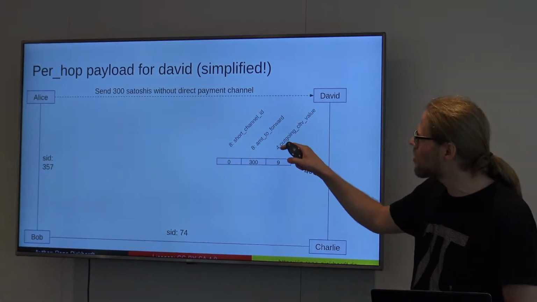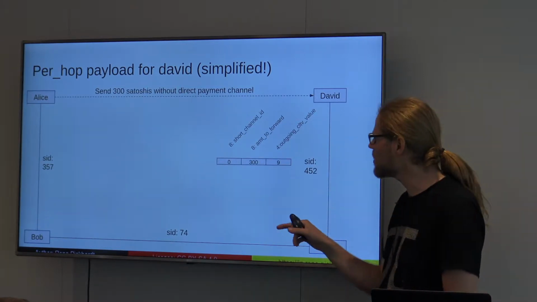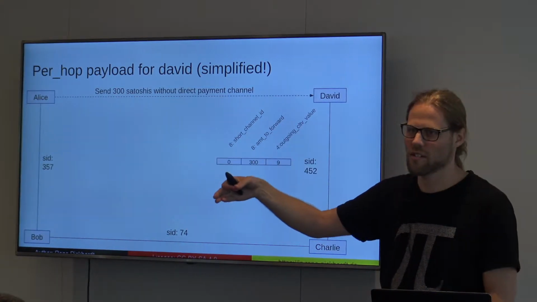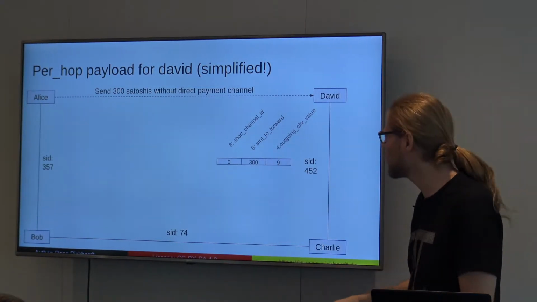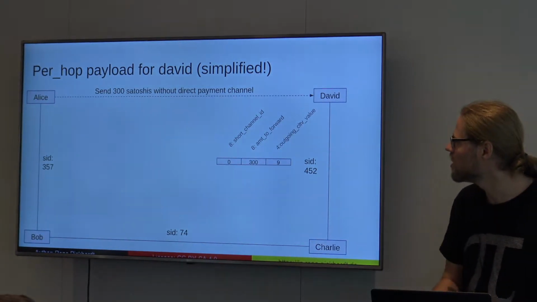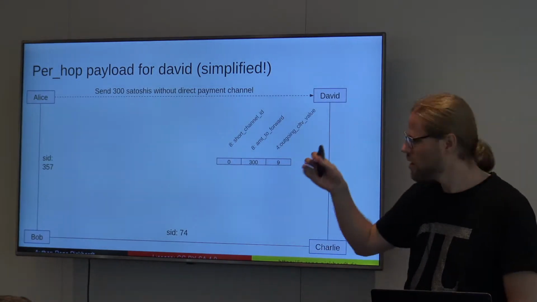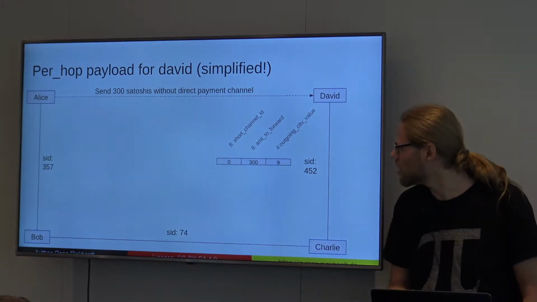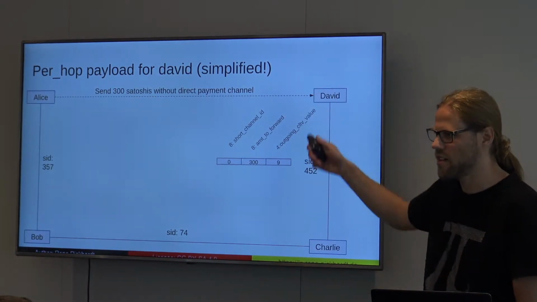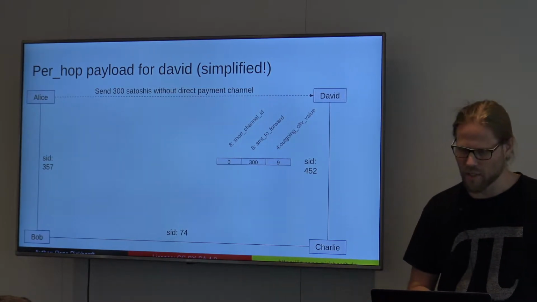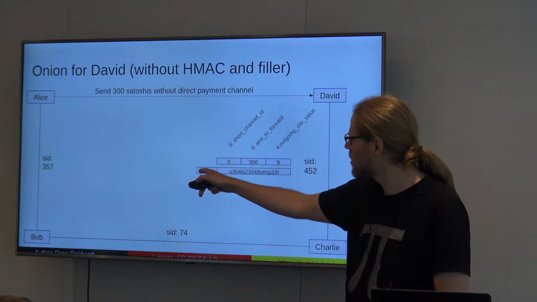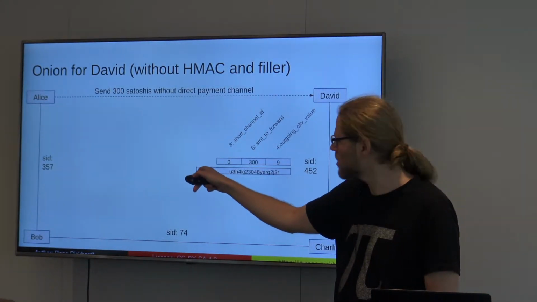So the per hop payload for David, simplified, looks like this: the short channel ID is set to 0, which signals to David, hey, you're the last hop. There's no other channel you put it to. The amount to forward is 300, which means you receive 300 Satoshis. And then there's a CLTV value. And I think for the last hop for David, you could also set it to basically whatever, because there's nothing happening here anymore. And then, as I mentioned before, there is this ephemeral key for David.